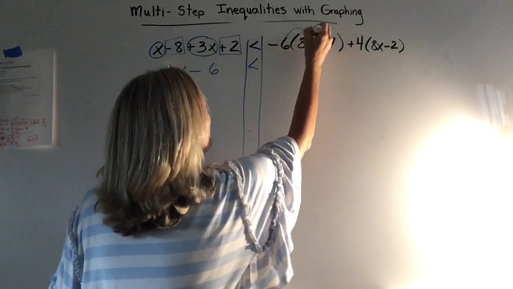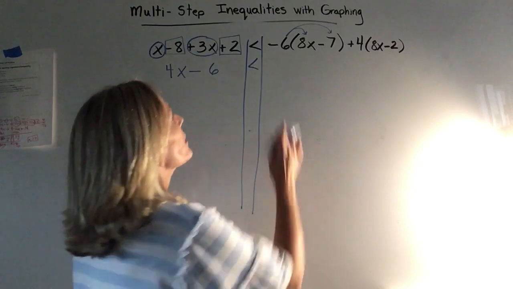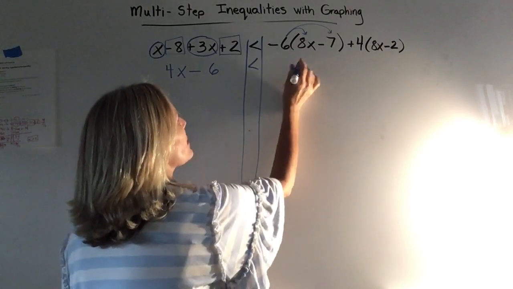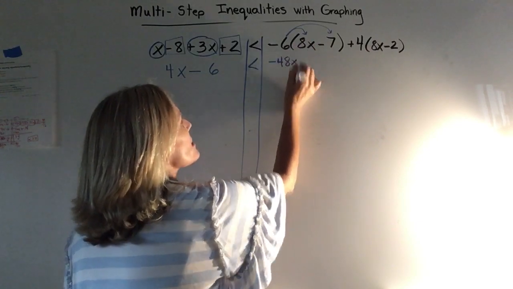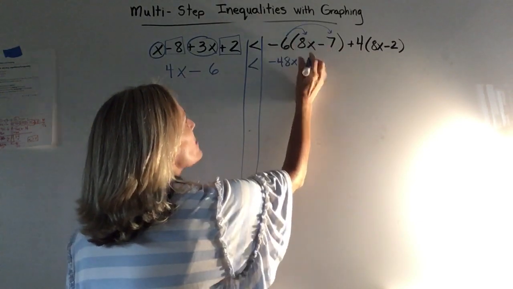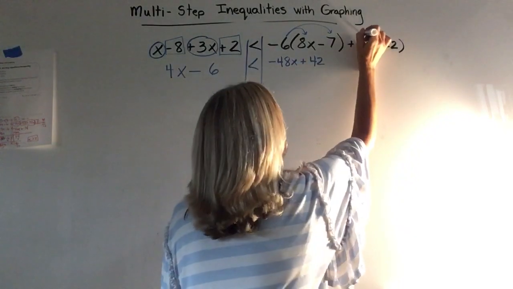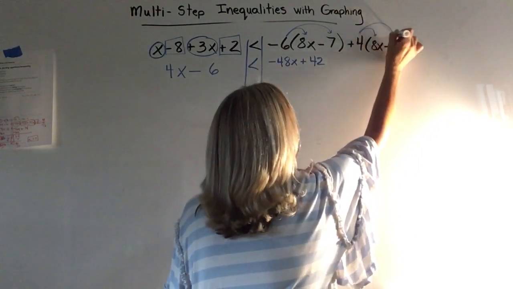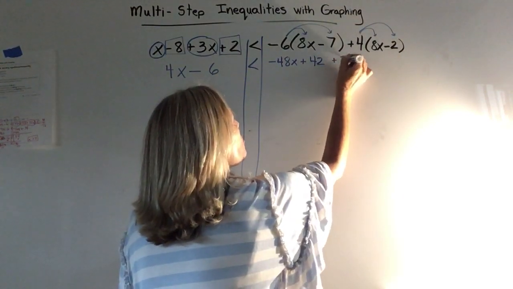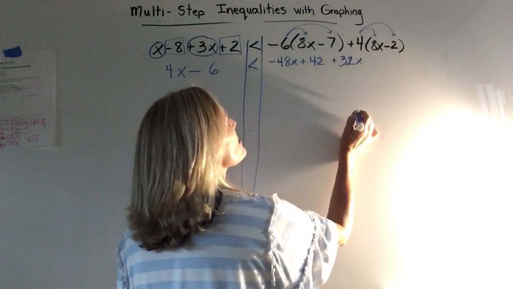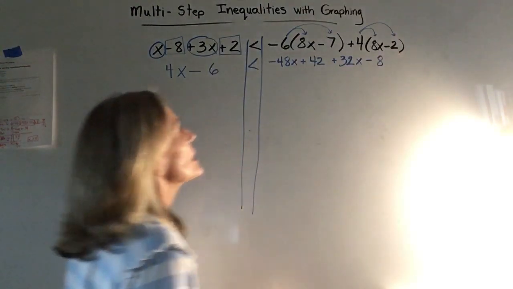Now I'm going to go ahead and distribute the -6 out, and I have -6 times -8x is +48x. And -6 times -7 will give me +42. Now I have to distribute the 4 to both numbers. So 4 times 8x is 32x, and 4 times -2 is -8.